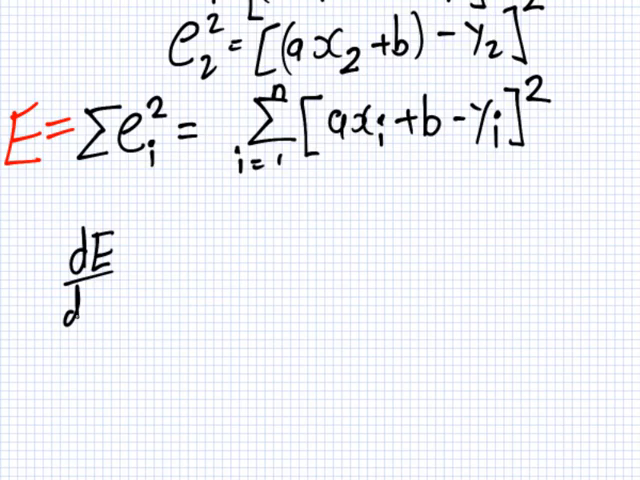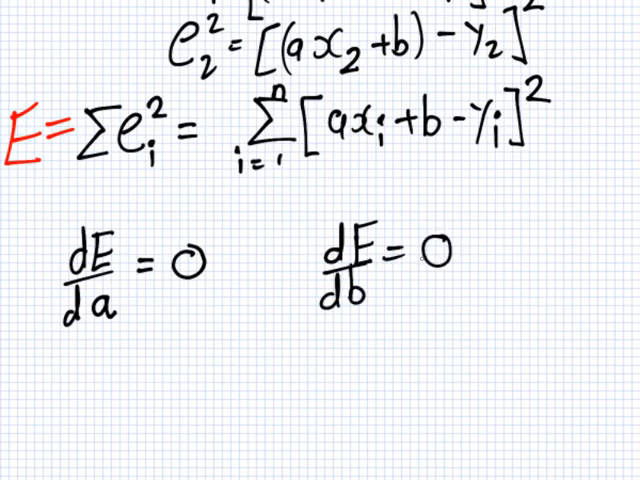what? Oh, come on, somebody. Don't be shy. Don't be scared if you're wrong. DE, DA equals 0. Yeah, can you see what I'm saying here? And then the next one, DE, DB equals 0. Because the A and the B, they're what you're changing. But the X and the Y, they're like constants.